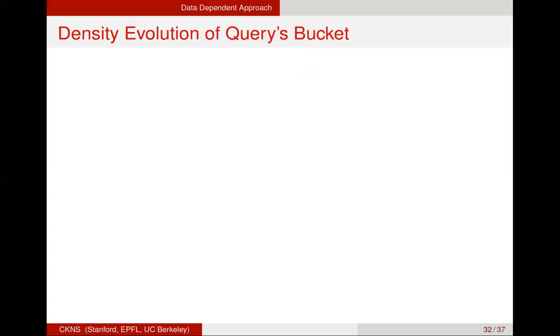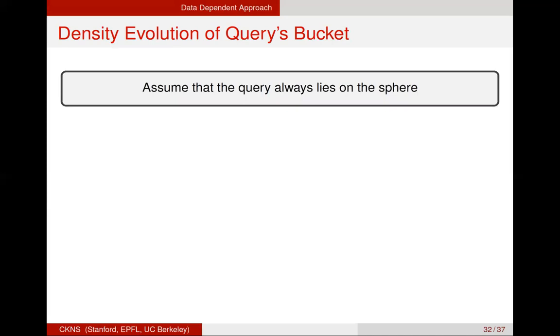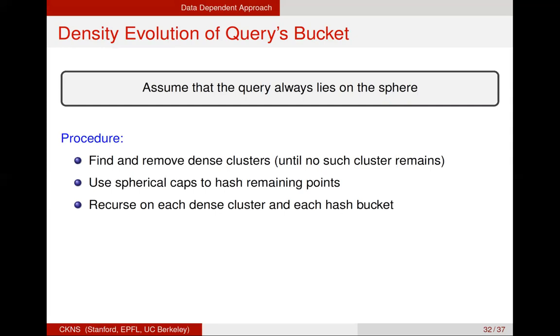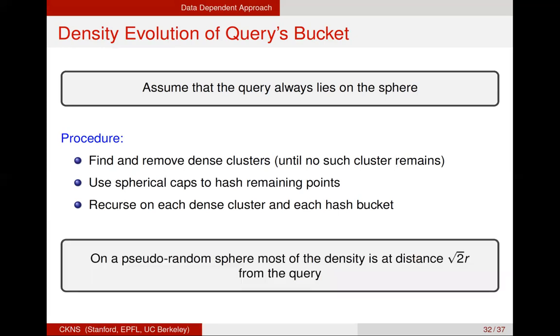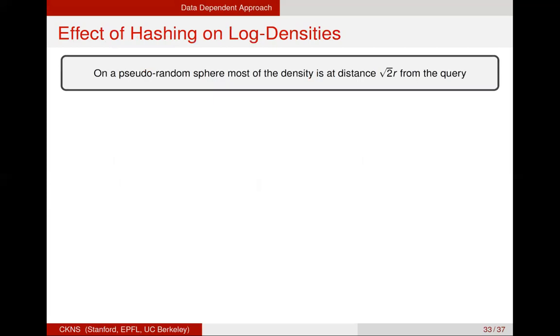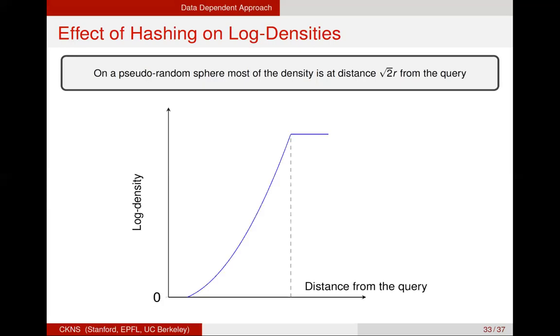Now let's analyze the evolution of the query's bucket over this whole process. First, assume that the query always lies on the sphere. Remember that in the procedure, we find and remove dense clusters from spheres, so the sphere will look pseudo-random after the first round, meaning that most of the points are orthogonal to the query on this sphere. So they are at distance root 2 times r from the query. Now let's check an example and see how this spherical hashing round is going to affect log densities. Suppose that we start with a dataset that has the following log densities. By the point I just mentioned, this dataset should lie on a sphere of radius r1, so that most of the points are at distance root 2 r1 from the query.